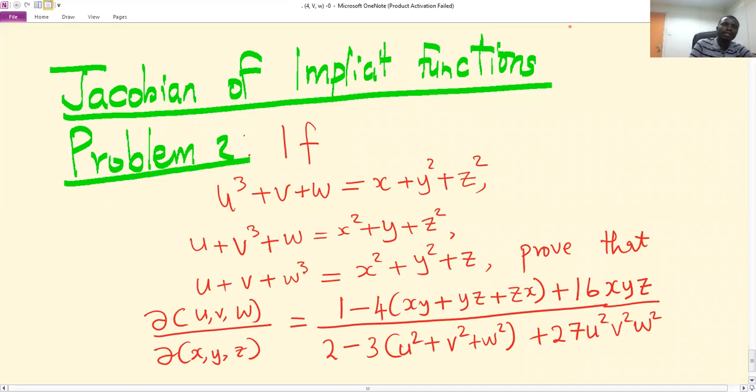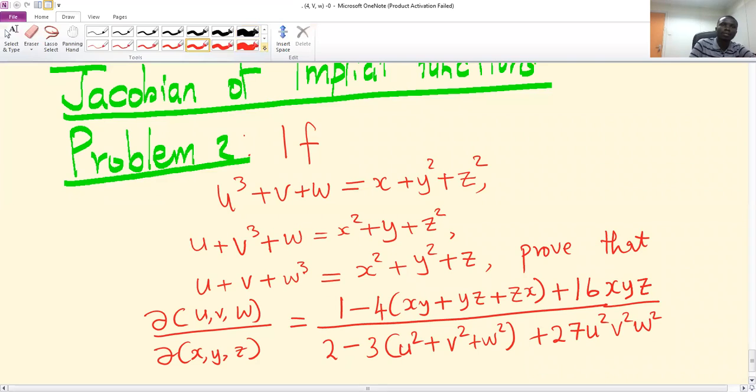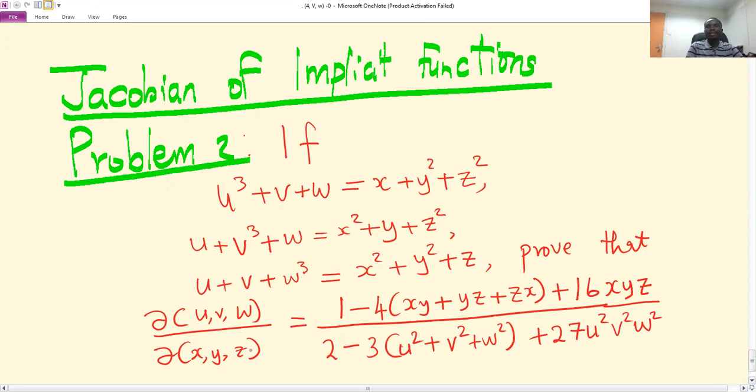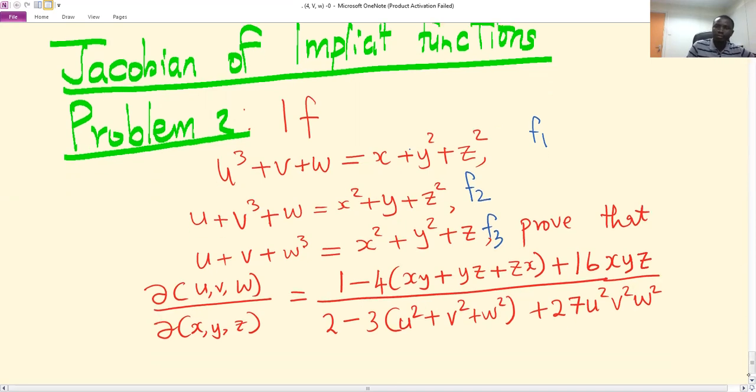So we have to prove that the Jacobian of u, v, w with respect to the variables x, y, and z is given by this quotient. So what we'll do is rearrange these equations, taking all these terms to the left-hand side to get f1, taking these terms to the left-hand side to get f2, and taking these terms to the left-hand side to get f3.